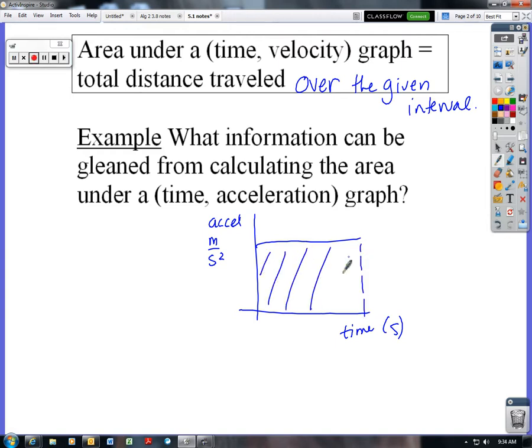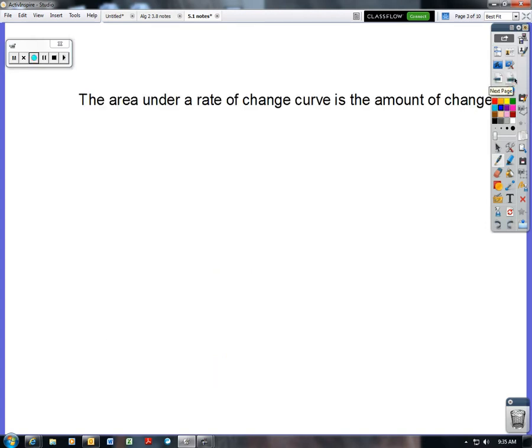If we find the area under the curve again, it's going to be acceleration times time, and that's going to give us meters per second. So meters per second would be velocity. Unit analysis is really helpful, and drawing pictures, of course, is always helpful. So this is a really important statement: the area under a rate of change curve is the amount of change. Like with the velocity, the rate of change would be the rate of change of distance, and so the area under that would be the change in the distance.